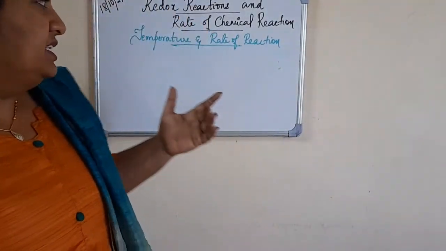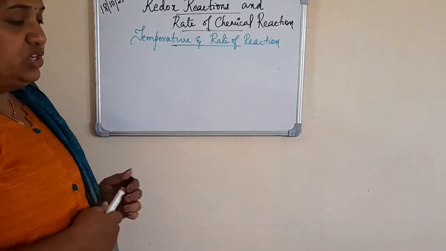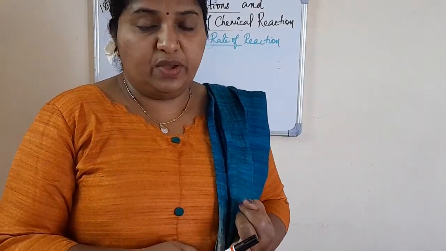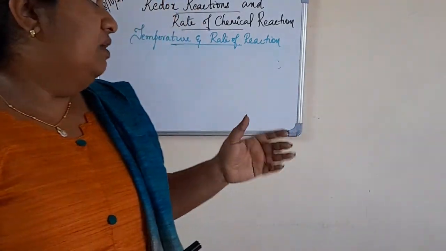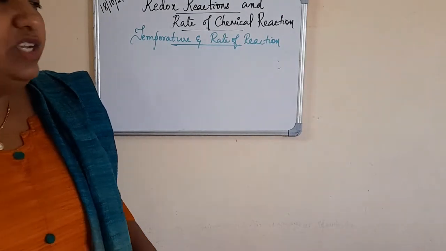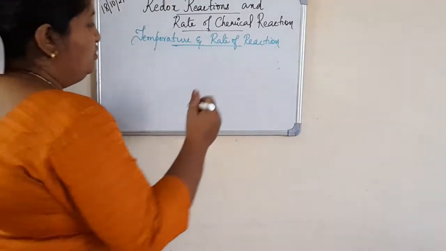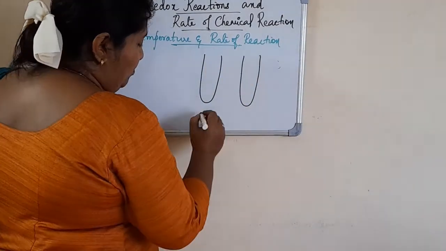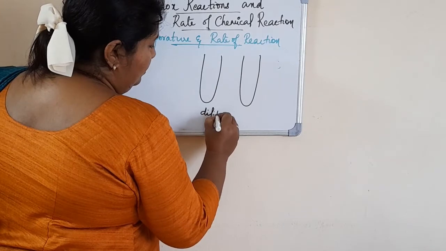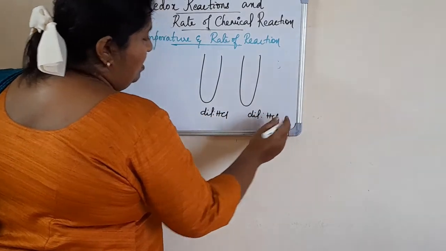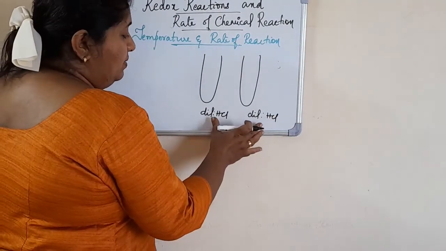Now the fourth factor is temperature and the rate of reaction. The first factor was nature of the reactant, the second was concentration, the third is surface area. Now we are going to the fourth factor. For that also we are taking 2 test tubes. In both of them I am taking dilute HCl, but this is not the major reactant here.